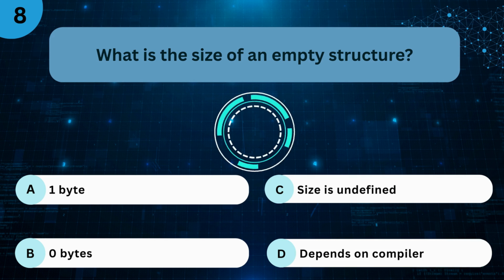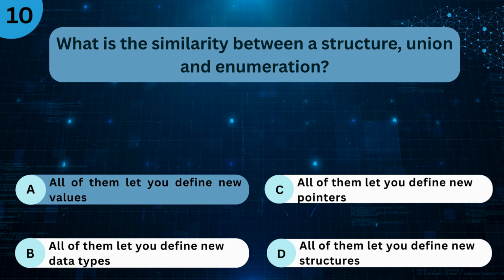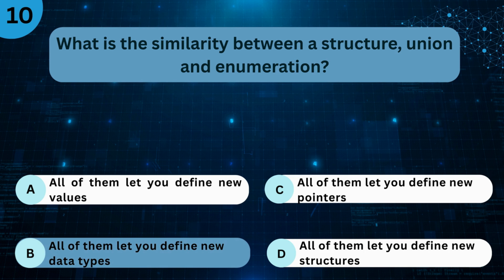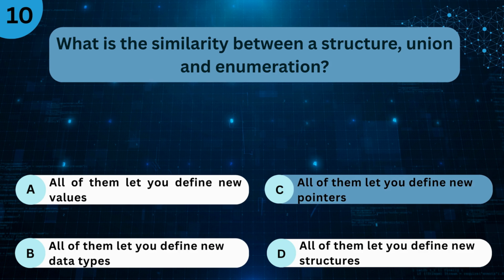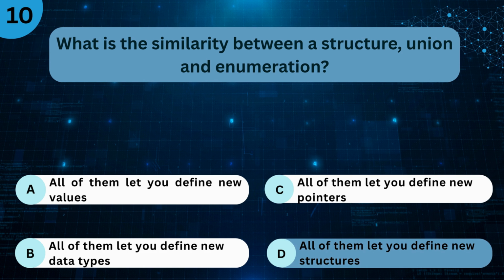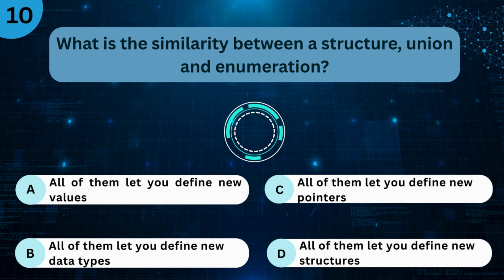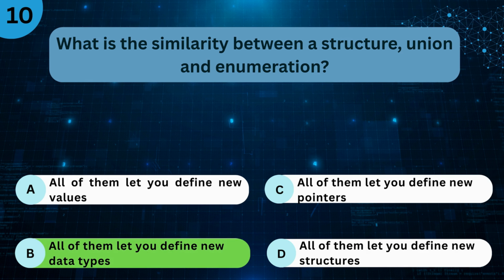What is the similarity between a structure, union, and enumeration? A. All of them let you define new values. B. All of them let you define new data types. C. All of them let you define new pointers. D. All of them let you define new structures. The right answer is B. All of them let you define new data types.